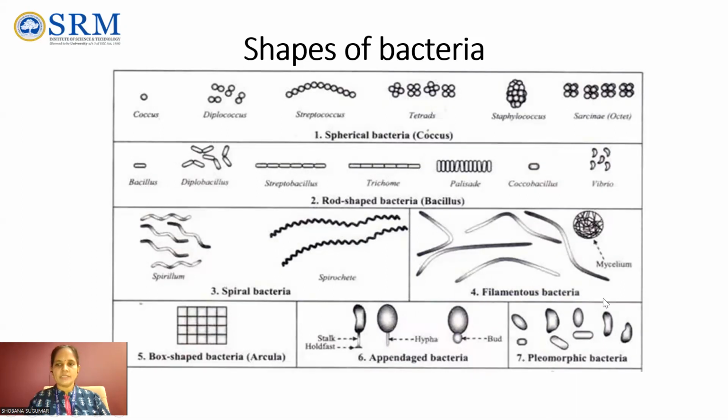And then there are filamentous bacteria, box-shaped bacteria, appendaged bacteria, and some bacteria that do not have an exact shape. They are called pleomorphic bacteria. So these are all the different shapes of bacteria.